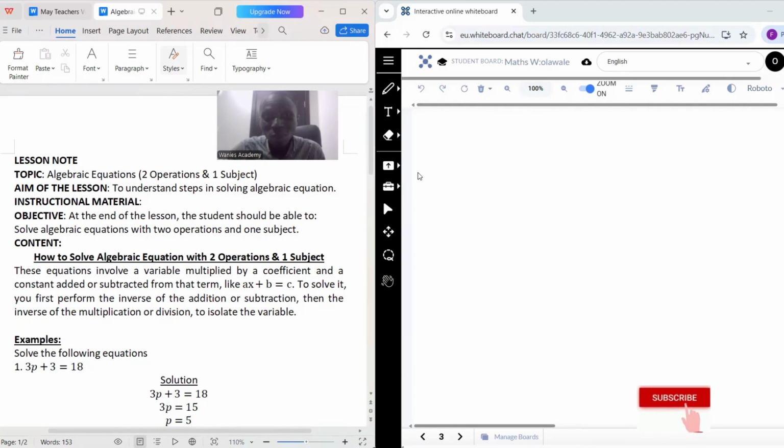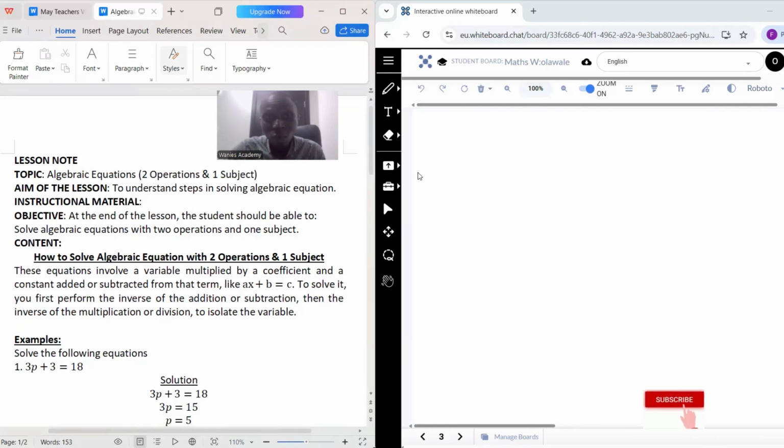In our master's class today, we're looking at the topic algebraic equations with two operations and one subject. The aim of this lesson is for you to understand steps in solving algebraic equations, and the objective of this lesson is that at the end of this lesson, you'll be able to know how to solve algebraic equations with two operations and one subject.